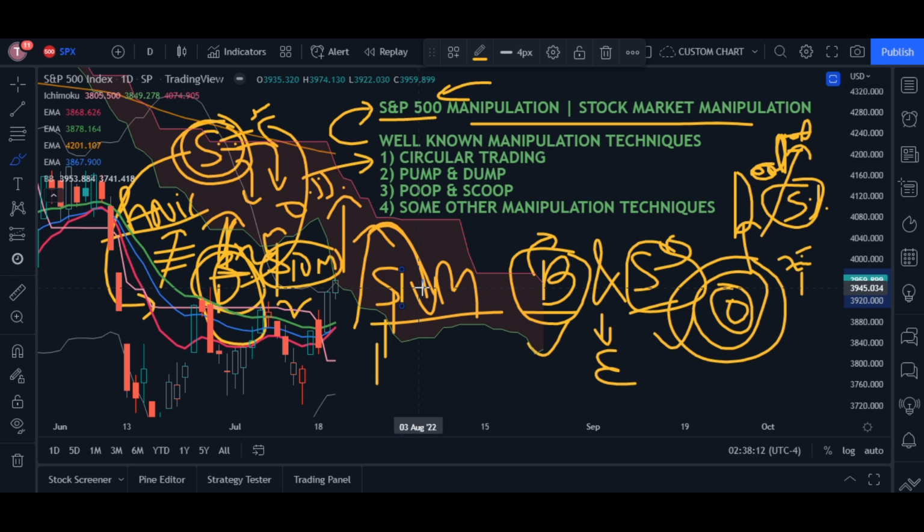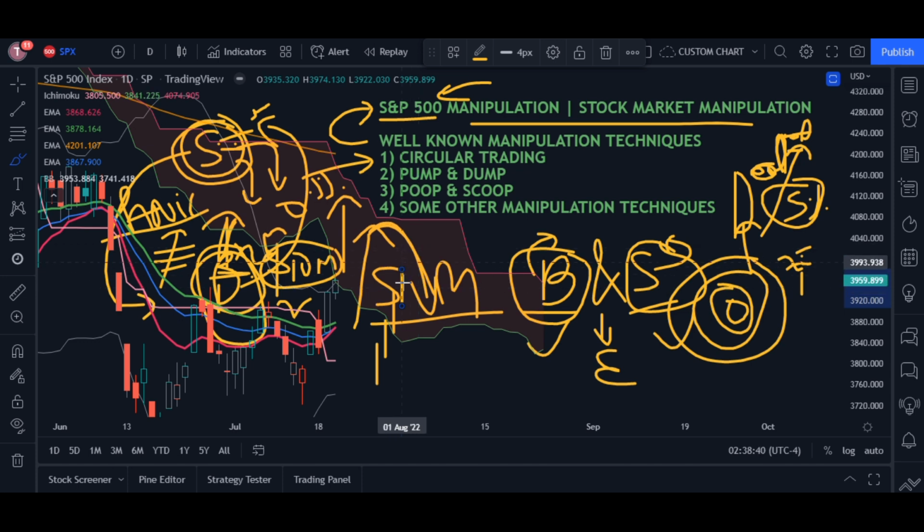So after 2, 3, 4 or 5 days, when they think they have moved up the stock, or the index, but most of the time it is the stock, not the index, heavily by some percentage points, now they need to dump. This means they need to close the trades before being noticed by these agencies, these regulators.